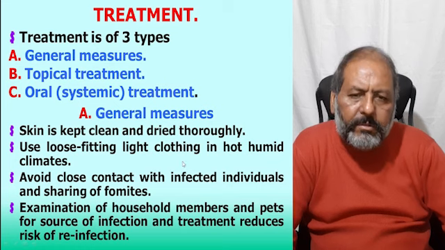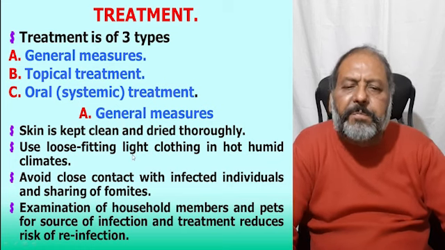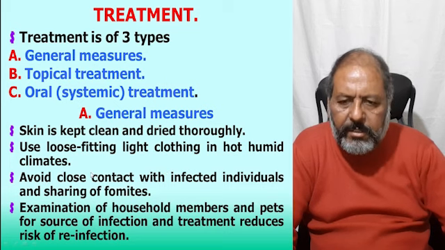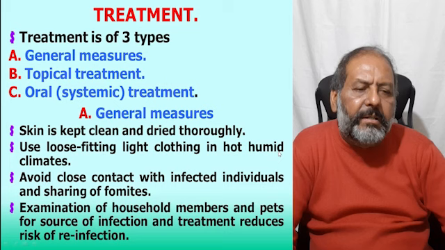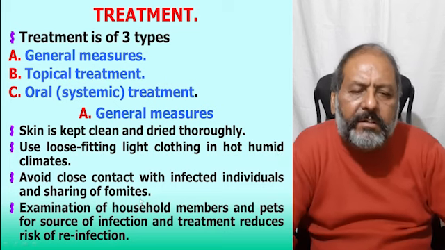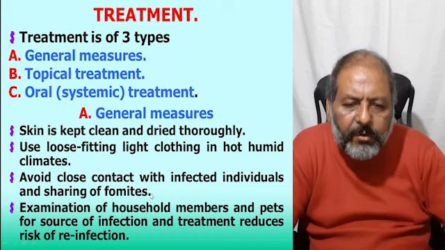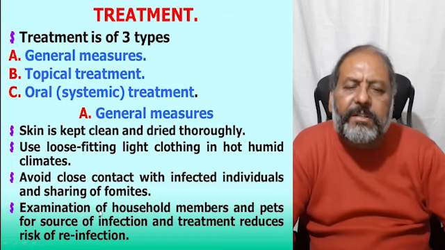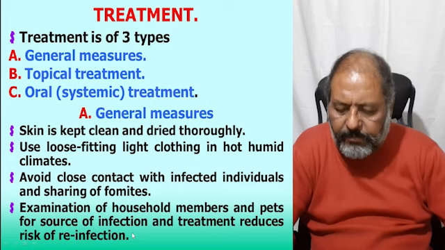First, we are going to talk about general measures. Skin is kept clean and dried thoroughly. Use loose-fitting light clothing in hot, humid climate. Avoid close contact with infected individuals and sharing of their fomites. Examination of household members and pets for source of infection, and treatment of all reduces risk of reinfection.